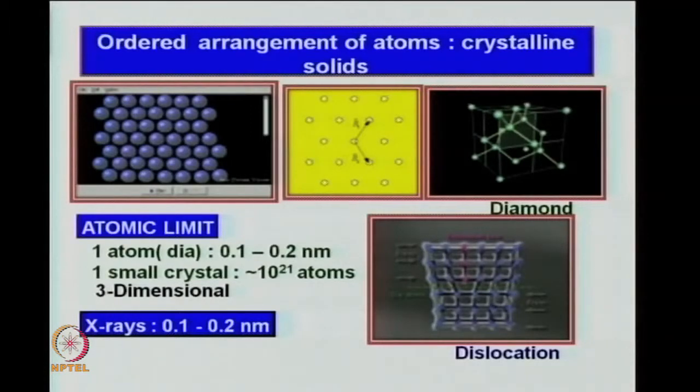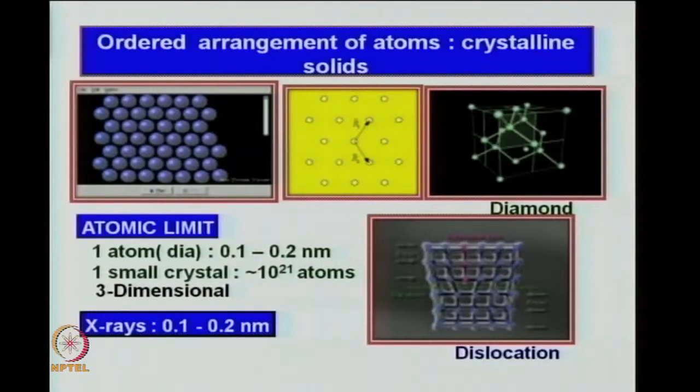For that we normally use X-rays, because X-rays have a wavelength which is of the order of 1 to 2 angstroms. Using these X-rays we can observe structures like diamond or graphite, or we can observe changes in the patterns of the arrangement of atoms, like a dislocation where atoms have moved from their original positions.